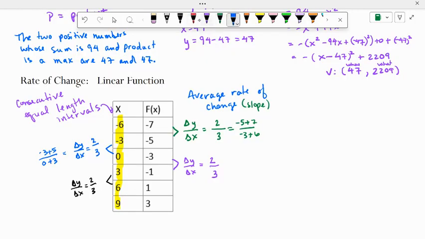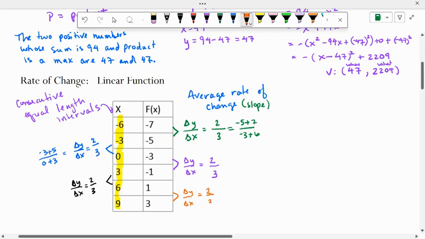And my last interval is going to be, again, change in y over change in x. I get 3 minus 1 is 2, and 9 minus 6 is 3. So what I'm seeing here is that my average rate of change over these equal length intervals is the same.